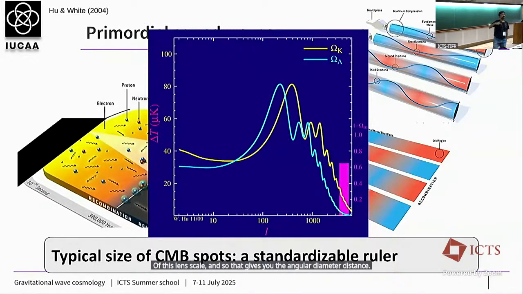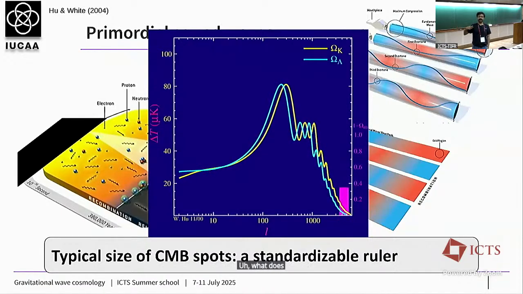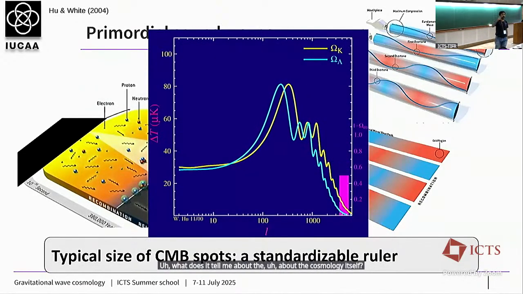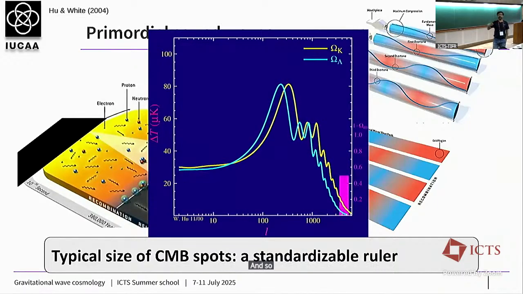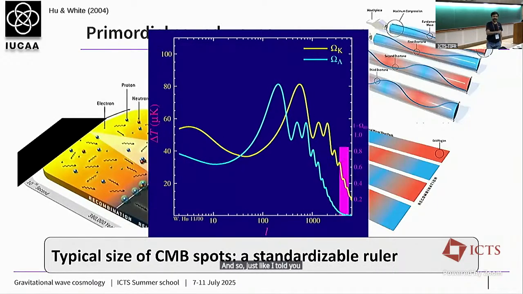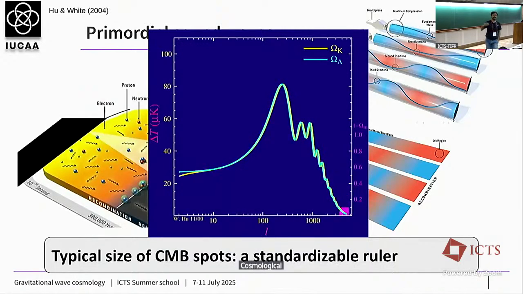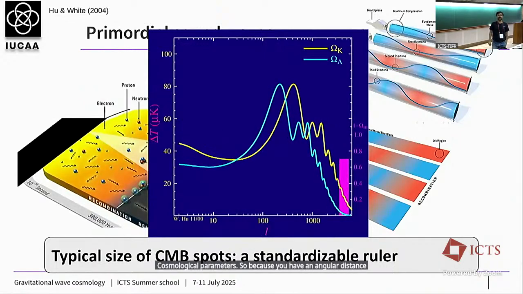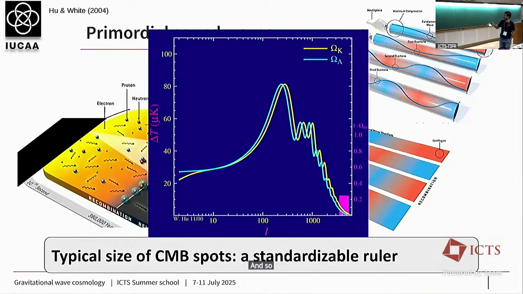So once you have the angular diameter distance, you can ask what it tells you about the cosmology itself, right? Because you have angular diameter distance at a particular redshift. And just like I told you that if you have distance observables as a function of redshift, you can constrain cosmological parameters, because you have an angular distance measurement here, you can again constrain cosmological parameters. Okay? And that's what is shown here.